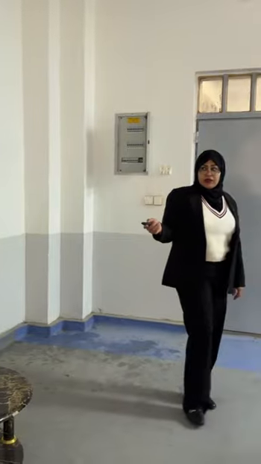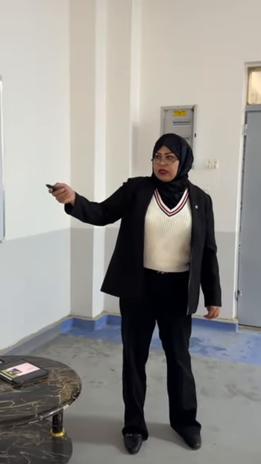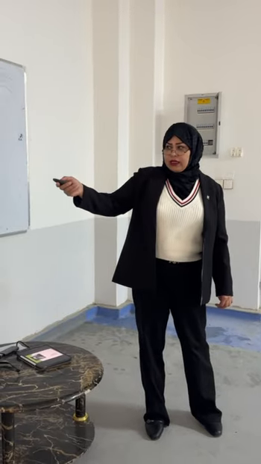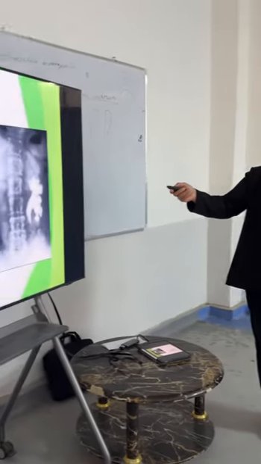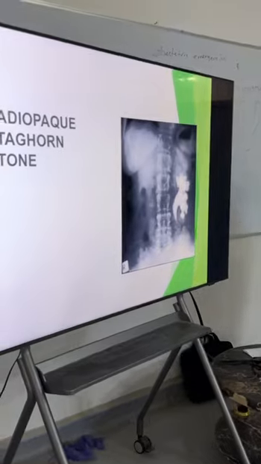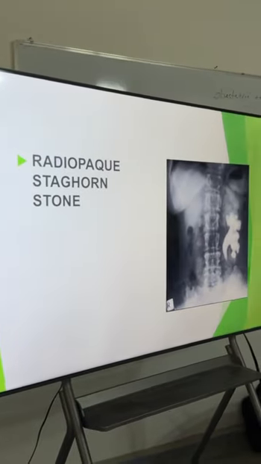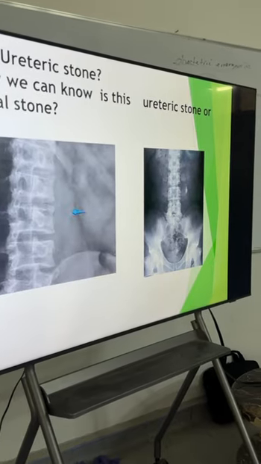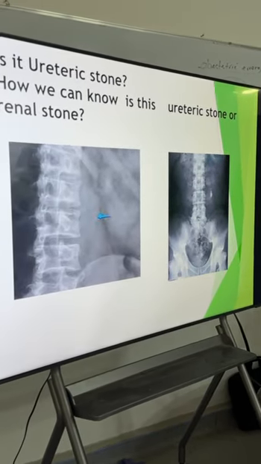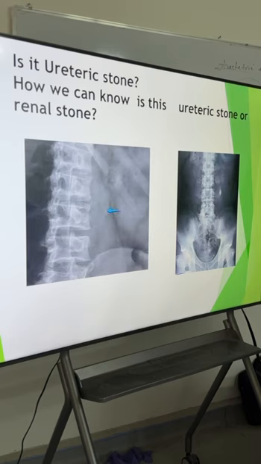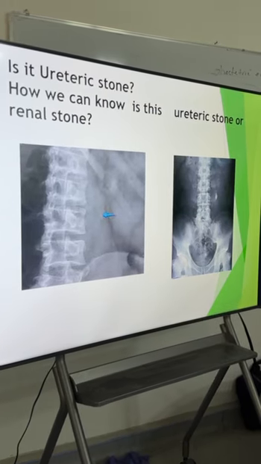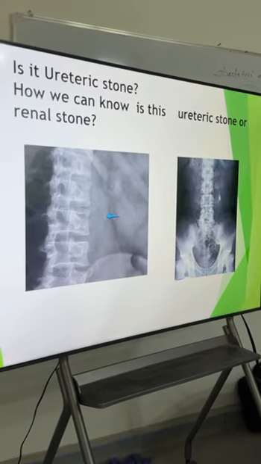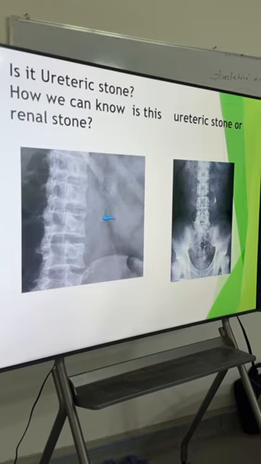This is another type of stone, very large, radio-opaque structure seen in the left renal area, suggestive of a staghorn stone. Is there a ureteric stone here and there? In what slide? And how can we differentiate ureteric stone from renal stone?